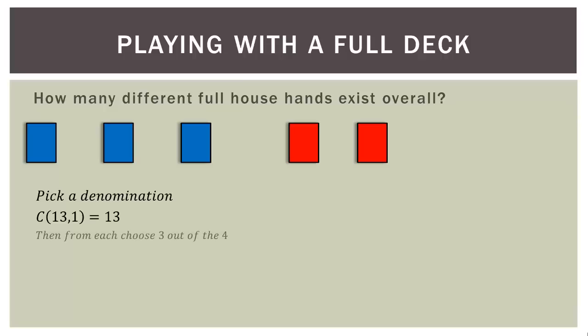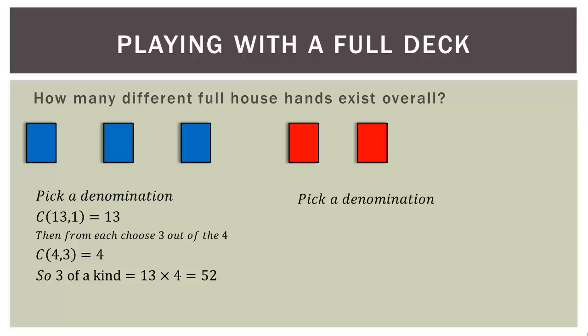So we have 13. Then, from each denomination, we would have to choose three out of the four that are in the deck. So if all three blue cards were queens, there are four queens in the deck. So we have to choose three out of those four queens to be represented in the blue cards up there. So pick a denomination, which are 13 ways to do that. There are 13 of them. Then from each denomination, which has four cards, pick three of them. So that's four choose three. So the three of a kind, the blue portion of our full deck, is 13 times 4, which is 52. So that kind of covers that half of our full house.